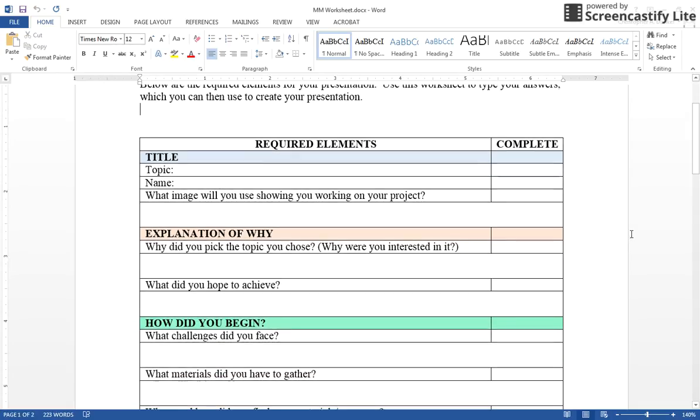Today we're going to look through the Maryville Matters worksheet and just work our way down the list and make sure that you understand what we're asking you to put in these columns. For instance, in the title section, obviously just the short little topic, of course your name, and then an image that you might show for a title slide, if you're doing a PowerPoint.